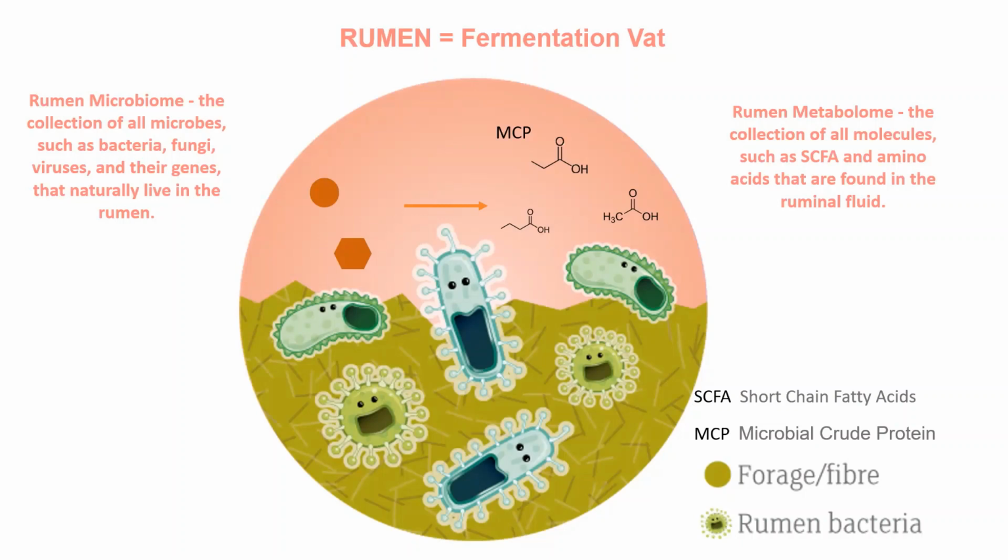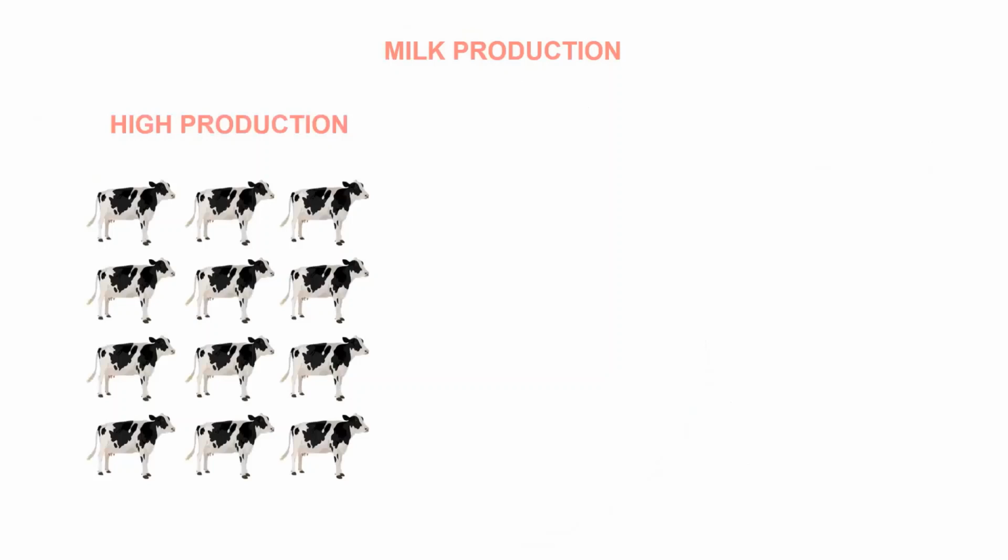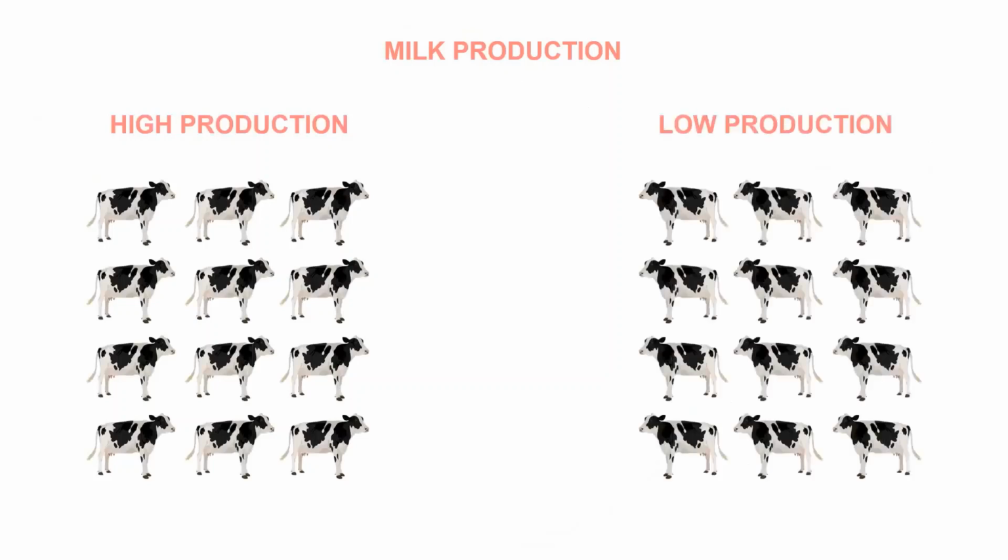Thus, the purpose of this study was to consider associations between the rumen microbiome and metabolome in relation to low versus high producing dairy cows. In order to conduct this study, we paired 12 high producing dairy cows to 12 low producing dairy cows based on their genotype. These cows were matched based on their lactation, sire, and health events.